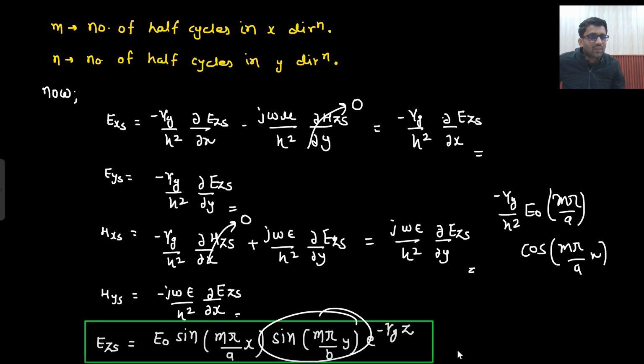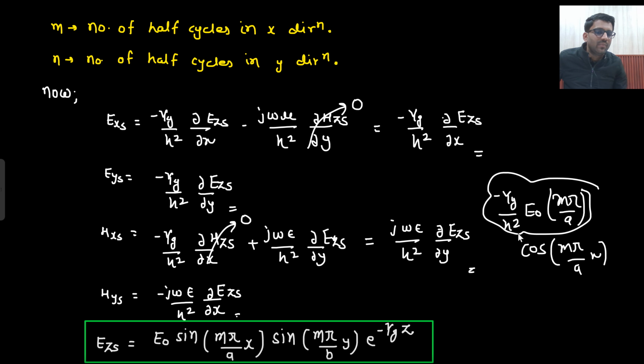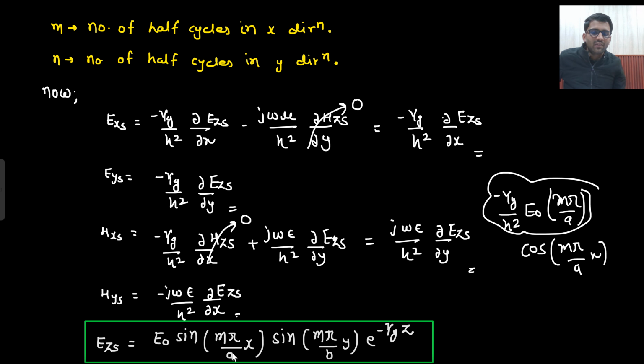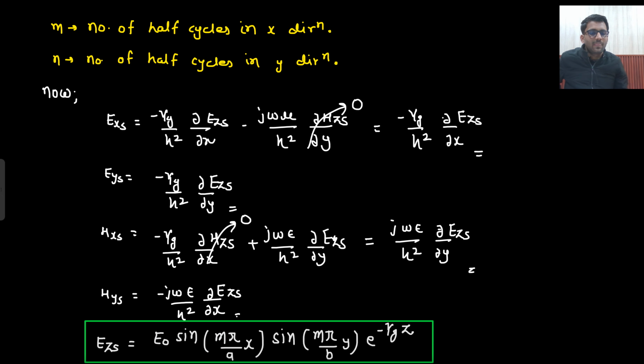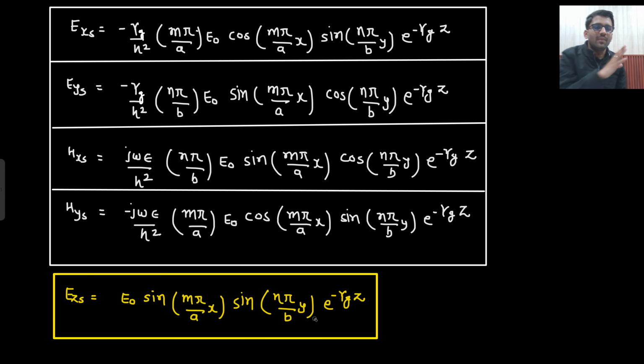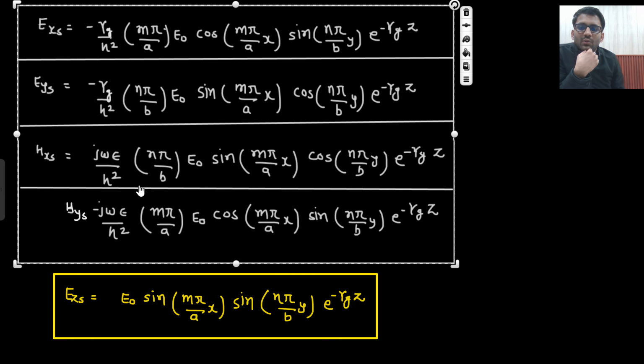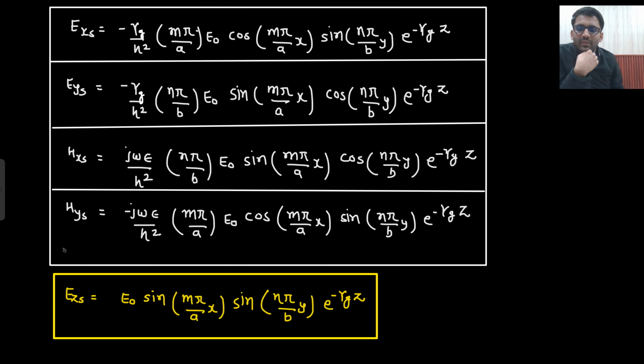Why will it be constant? Because this is y, and you are differentiating with respect to x. So this will be constant and this will also be constant. These two terms will come as they are. So what we get is minus gamma g upon h square, m pi by a into E naught, and then this expression. Sine will convert into cos, right? Certainly you do not need to mug up these expressions. You do not need to remember these expressions. But let's make something conclusive from here.